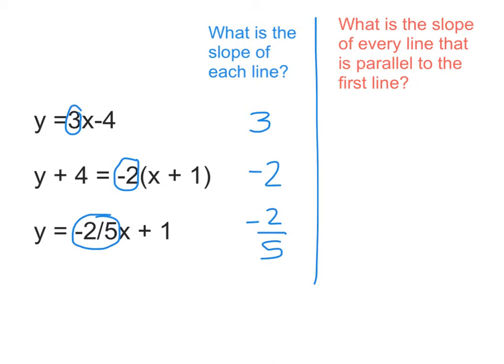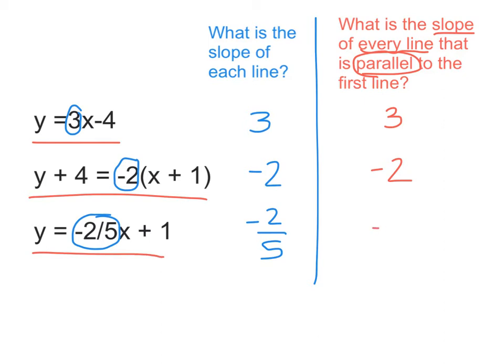So now, if our job is to answer the question, what is the slope of every line that is parallel to this first line, we can think about what we noticed on the first slide, and that is that when two lines are parallel, they have the same slope. So every line that's parallel to this line will have a slope of 3. Every line that is parallel to this line will have a slope of -2. Every line that's parallel to this line will have a slope of -2/5. Again, you'll see that their slopes are the same.